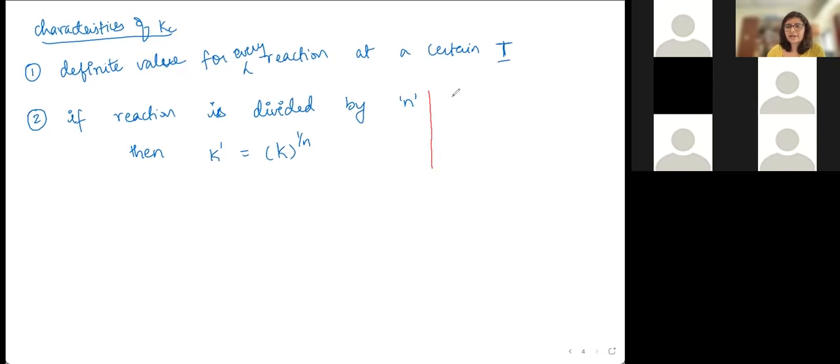let's say I have HI dissociating into H2 plus I2. This is the original balanced equation. Let's say its equilibrium constant is K. If I modify this by dividing it by 2, so that I get HI in equilibrium with half H2 plus half I2, then it will have its own equilibrium constant. If this is K dash, then numerically you will find that it's equal to K raised to the power 1 by 2.